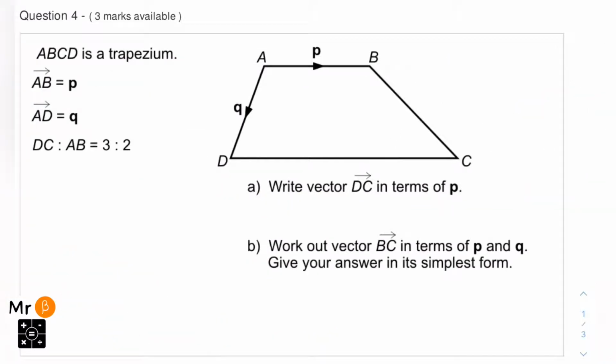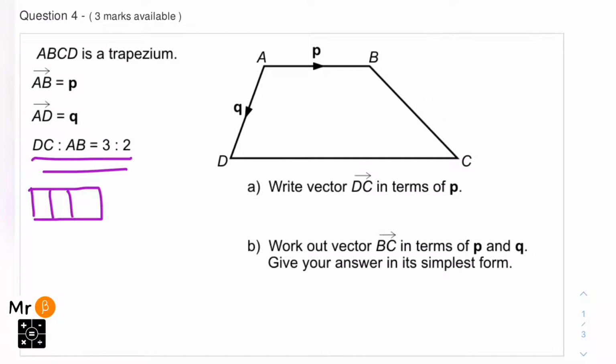Right, so in question 4, we need to work out what the vector DC is. At the moment, we cannot do that until we've used our ratio. It tells us that DC to AB is in this ratio 3 to 2. We know what the length of AB is. That is that vector P. I'm going to show you a slightly different way to what I did previously.